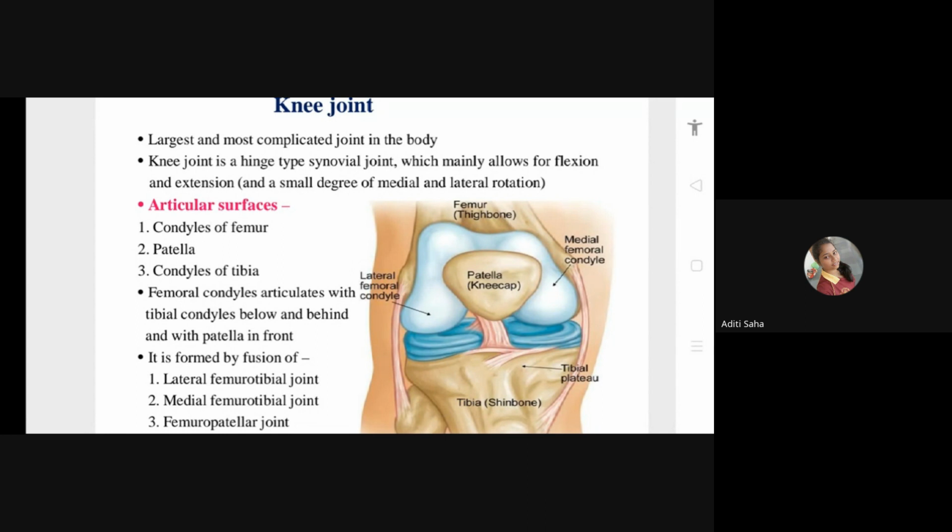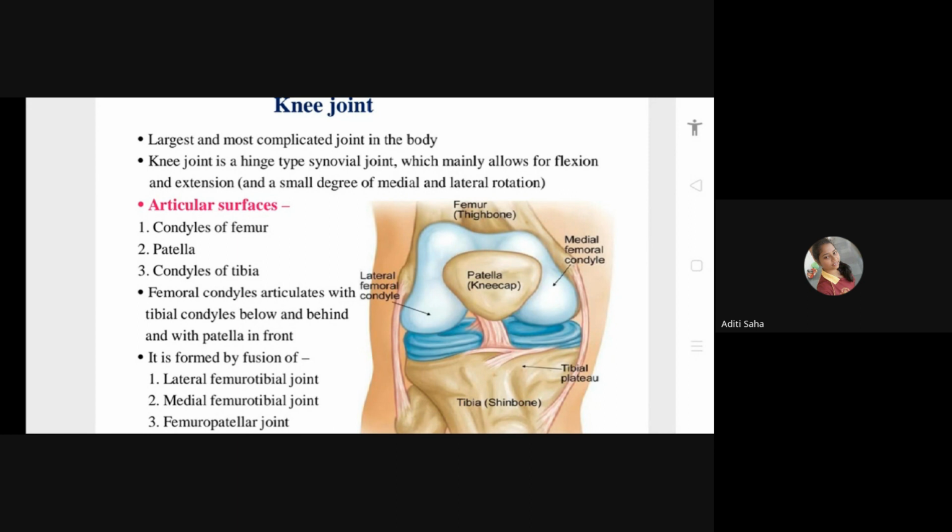So, femoral condyles articulate with tibial condyles below and behind and with the patella in front. So, what are the articulating surfaces in the knee joint? They are femoral condyles articulating with tibial condyles, and the patella is articulating with the femur. These are the articulating surfaces of the knee joint.